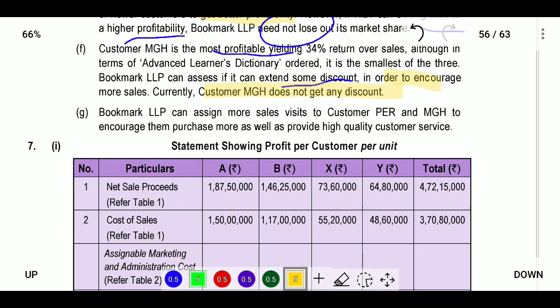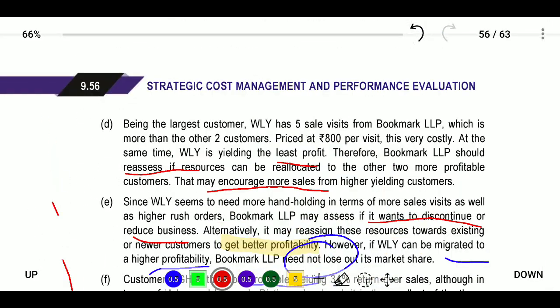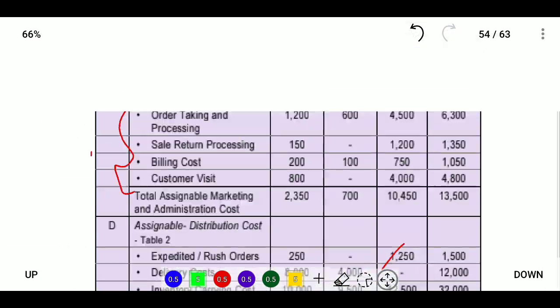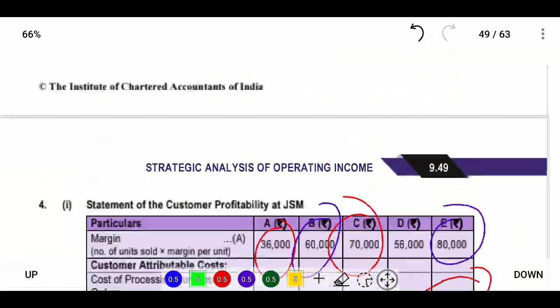So next, Bookmark LLP can assign more sales visits to customers per and MGH to encourage them to purchase more, as well as provide high quality customer service, because we are getting more profit from these two persons. So we will provide the service to those persons, then we will get more interaction with them, and we will get more profit than what we have.